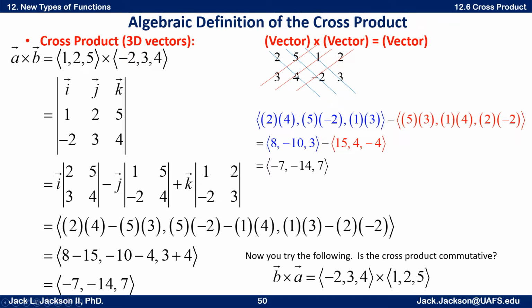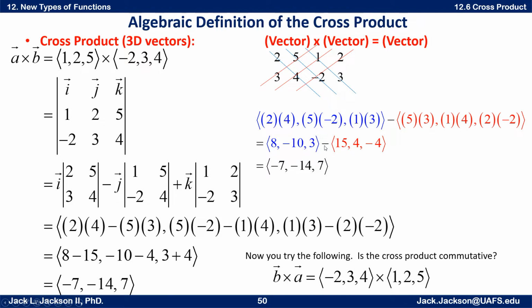So the ones coming down from upper left to lower right, 2 times 4 is 8. 5 times negative 2 is negative 10. 1 times 3 is 3. And from that, we're going to subtract going the other way. 5 times 3 is 15. 1 times 4 is 4. 2 times negative 2 is negative 4. And then subtract the corresponding components.